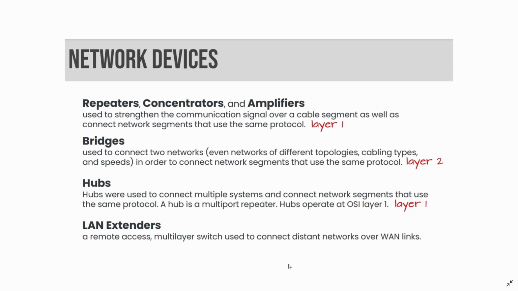Hubs were used to connect multiple systems and connect network segments that use the same protocol. A hub is a multi-port repeater. Hubs operate at OSI layer 1. LAN extenders are a remote access multi-layer switch used to connect distant networks over a WAN link.